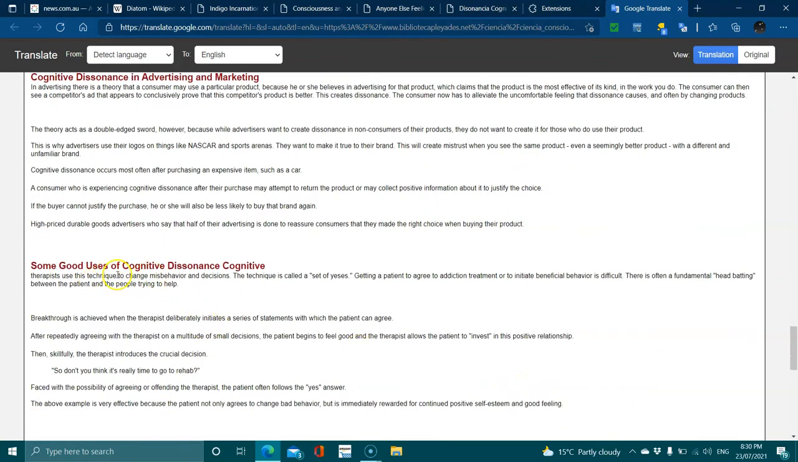Some good uses of cognitive dissonance. Cognitive therapists use this technique to change misbehavior and decisions. This technique is called a sort of yes. Getting the patient to agree to addiction treatment or initiate behavioral change is difficult. There is often a fundamental head butting between patient and people trying to help.